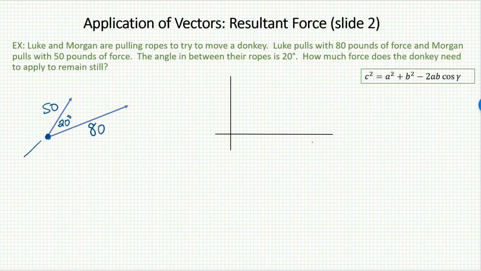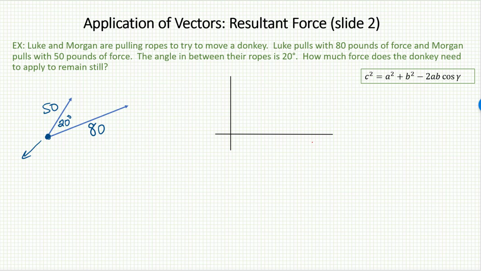The idea is that the donkey is pulling back this direction somewhere, trying not to move. Luke and Morgan are pulling, trying to get it to move. Well, if the donkey is standing still, then whatever force it's using is equal to the net force provided by Luke and Morgan, so that once again I can answer this question by considering the resultant vector.